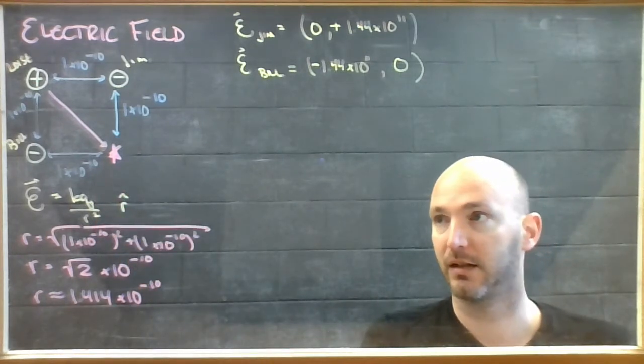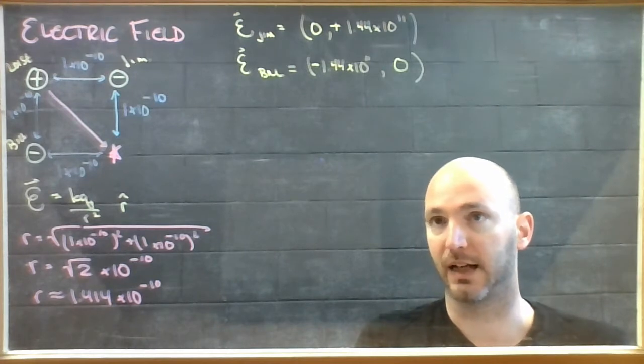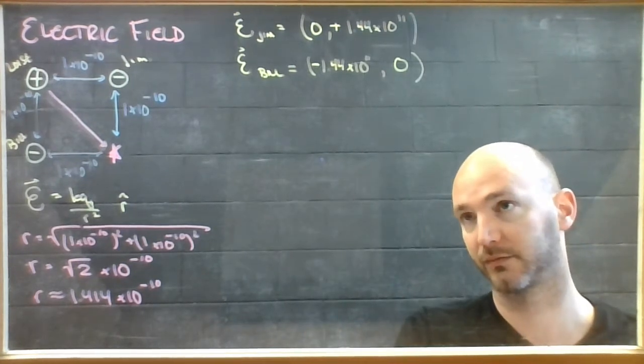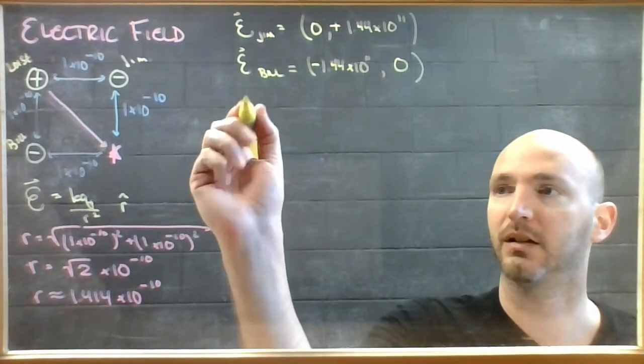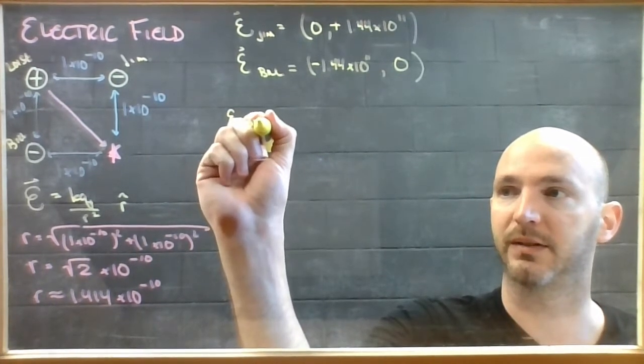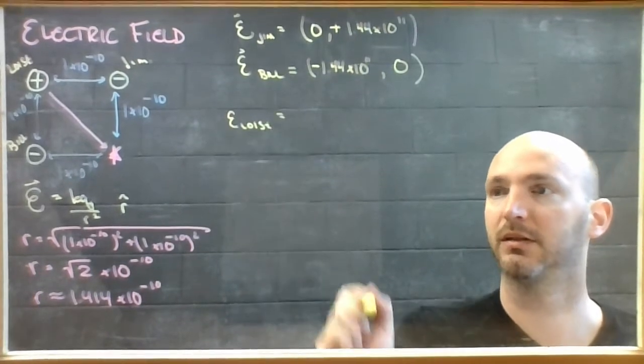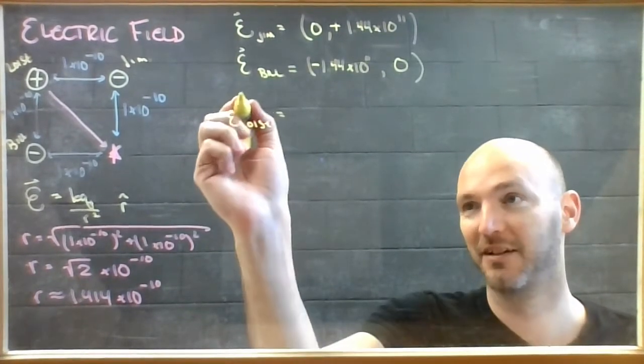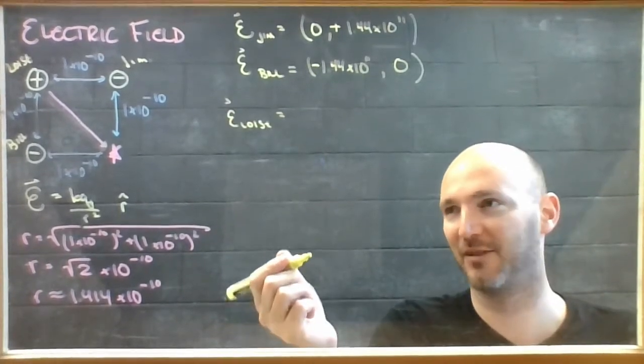the net electric field. So let me do that here. Electric field for Lois. Now it says Eloise. You can tell I'm tired because that's not funny.